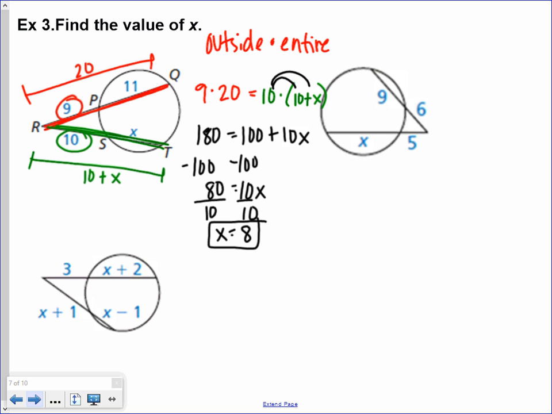Example 2, let's look at this top secant. Let's go, Jace, what's just the outside piece of the blue secant? 6. And Jared, what's the entire length? 9 is only the inside piece. What's the entire thing?